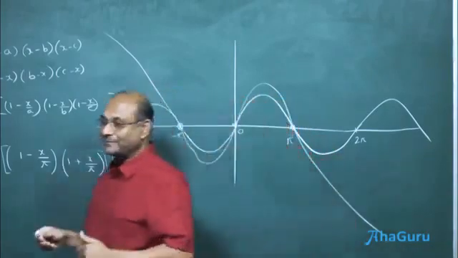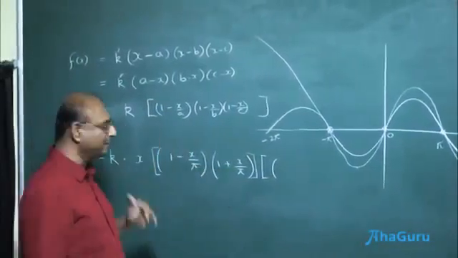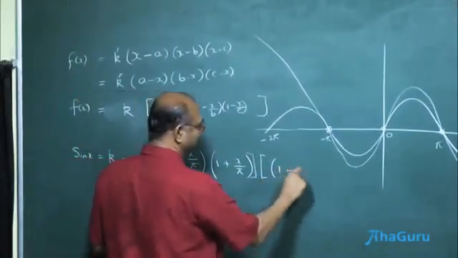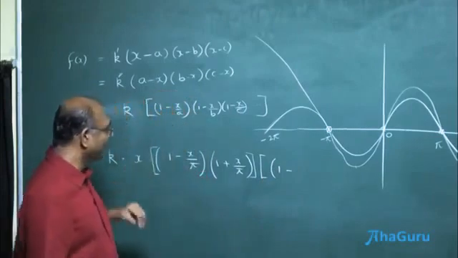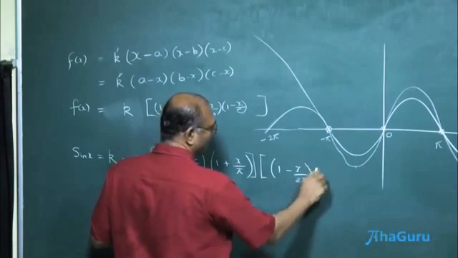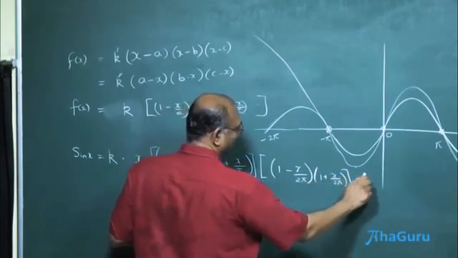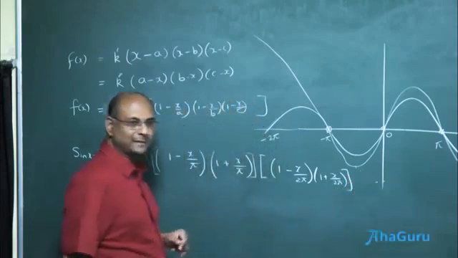So finally, you will end up with an overall polynomial, or not polynomial, infinite product, which turns out to be exactly the sin x curve. Okay, so this is 1 minus x by 2 pi into 1 plus x by 2 pi, 1 minus x by 3 pi, 1 plus x by 3 pi, and so on.